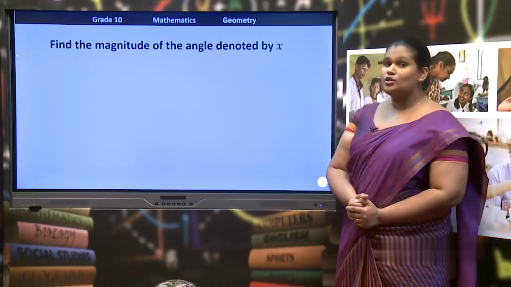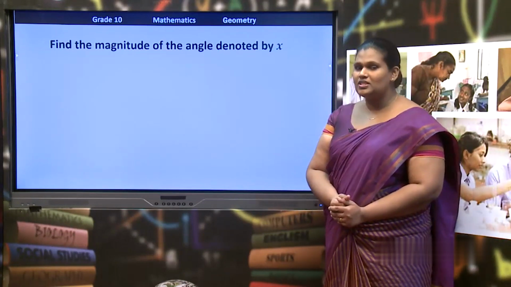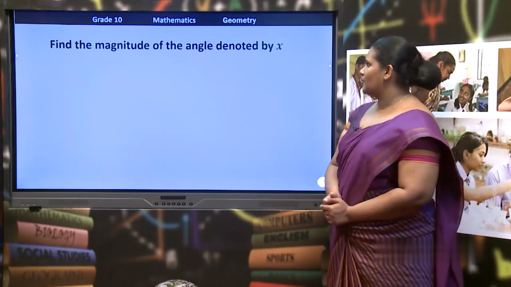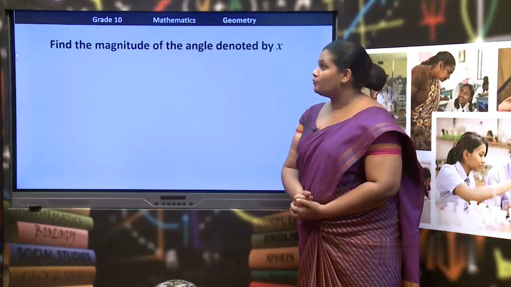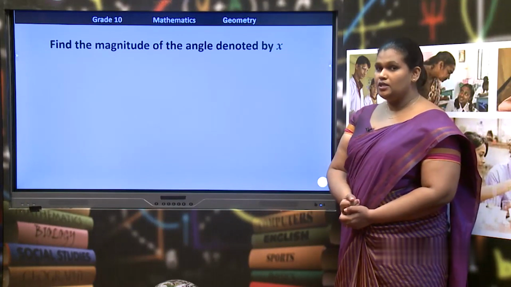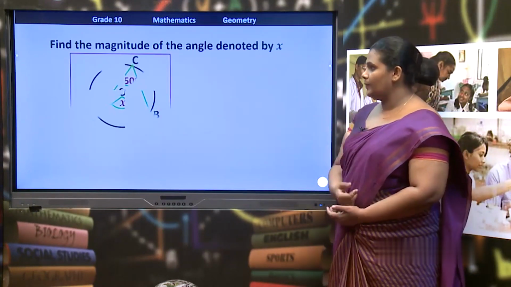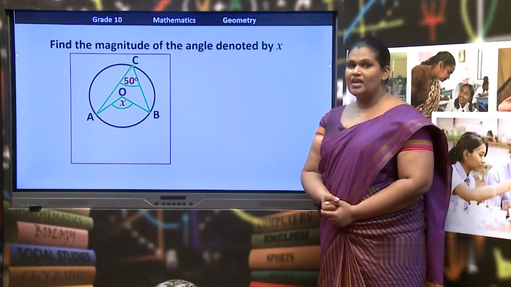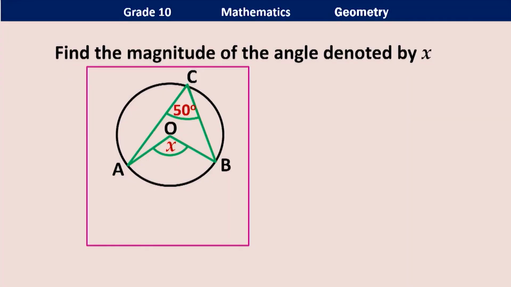Now, we are going to do some calculations using the theorem we have learnt. My question: find the magnitude of the angle denoted by x. So, where is x? We will see. Here I have got a circle of center O. And I have marked 3 points on the circle. Those are point A, point B and point C. Now we have to find x.